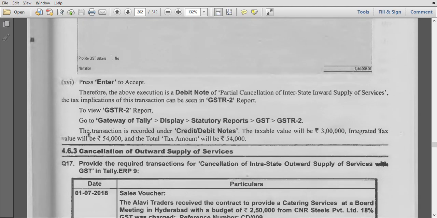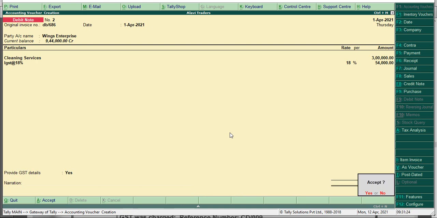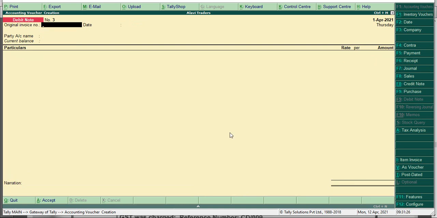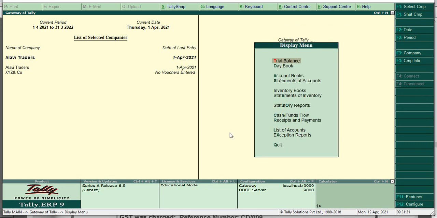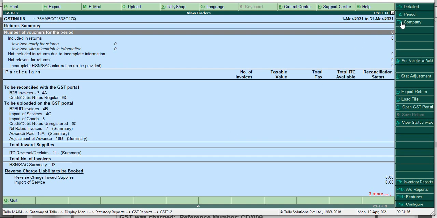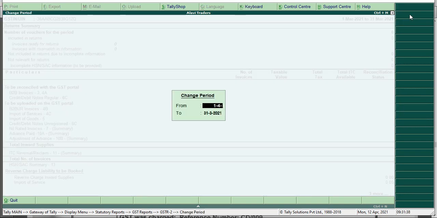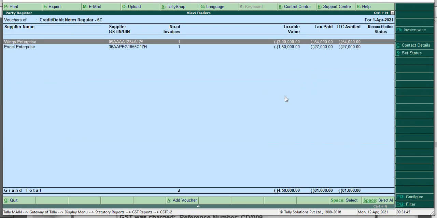Even we can see it in GSTR2 under returns. Simple, that's all you have to create. Display, Statutory Reports, GST, GSTR2, just change the period here, 1/4/2021 to 1/4/2021. Now you can see here one is 1,50,000 and another one is 3 lakhs.